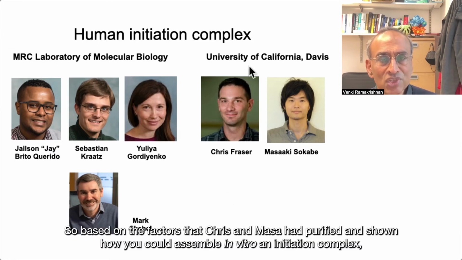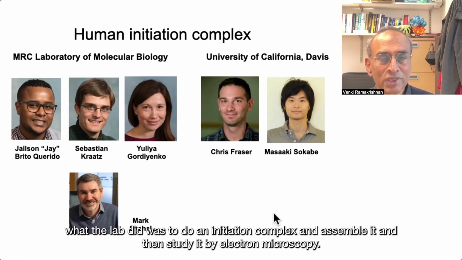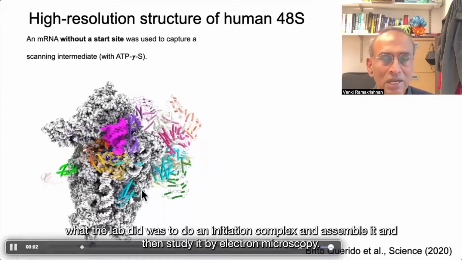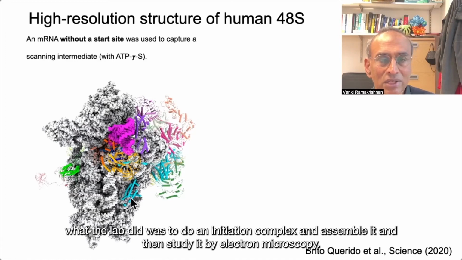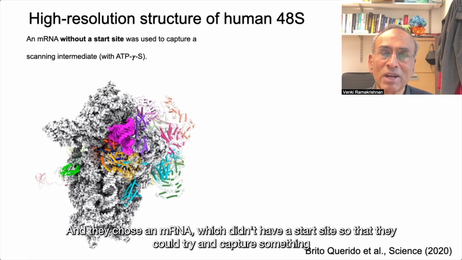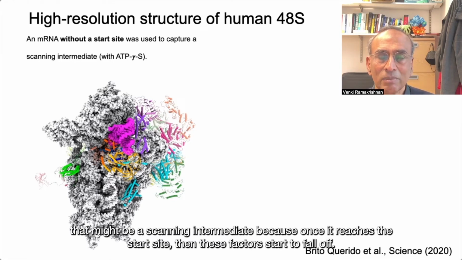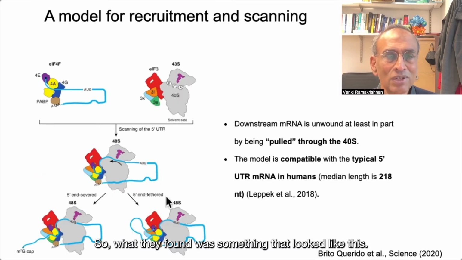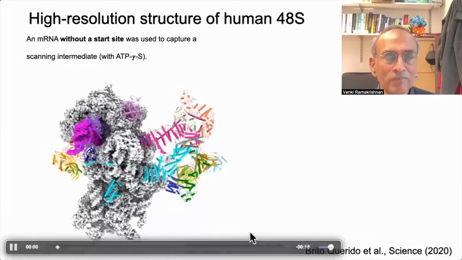So based on the factors that Chris and Masa had purified and shown how you could assemble an initiation complex in vitro, what the lab did was to assemble an initiation complex and then study it by electron microscopy. And they chose an mRNA which didn't have a start site, so that they could try and capture something that might be a scanning intermediate, because once it reaches the start site, then these factors start to fall off. So what they found was something that looked like this.